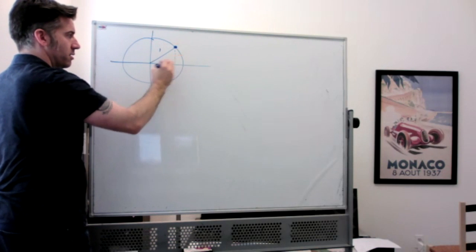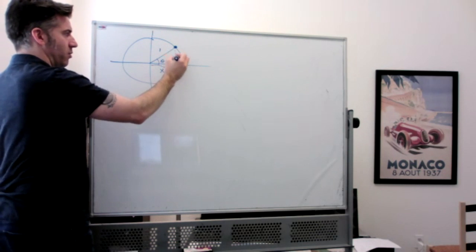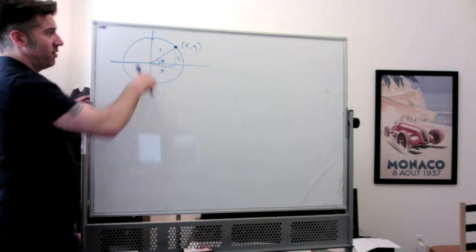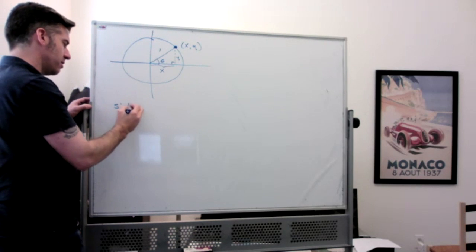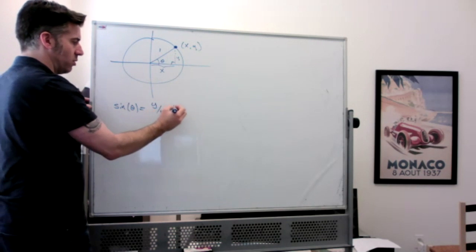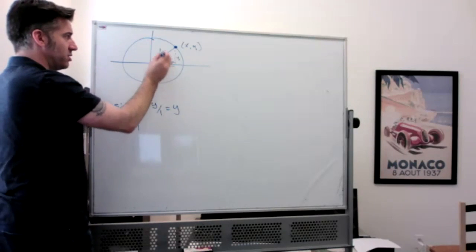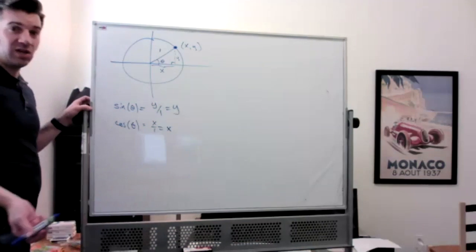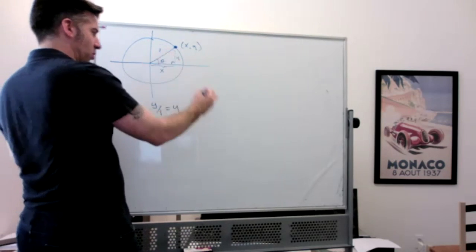and has an angle theta. And I call this side x and this side y. And this point here is x comma y. If I look at this right triangle, I can see that sine of theta is equal to the opposite over the hypotenuse, which is y over 1, which is y. And cosine of theta is the adjacent over the hypotenuse, which is x over 1, which is x. And then I can use the Pythagorean theorem to say x squared plus y squared equals 1 squared.